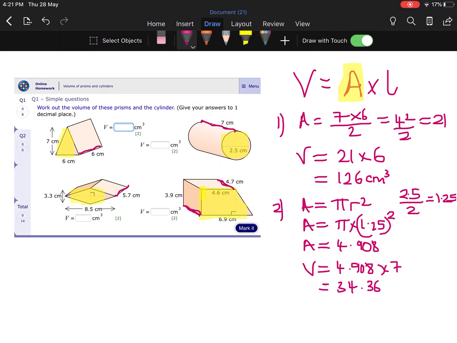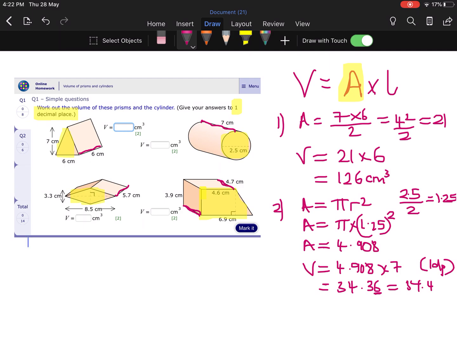However, it wants it to 1 decimal place, so you need to be careful with that. It wants it to 1 decimal place. So I've got to round that to 1 decimal place, which is going to be 34. And the 6 makes the 3 become a 4 also. So that's 1 decimal place.